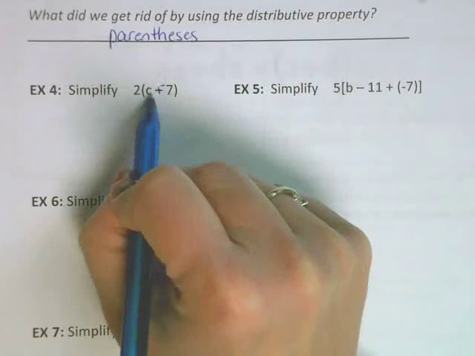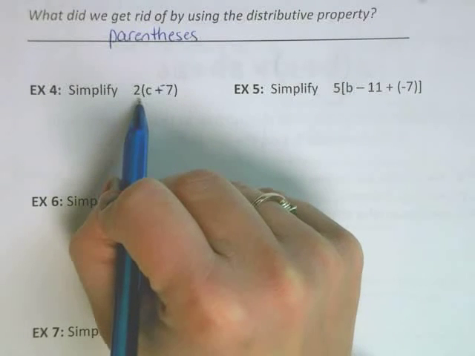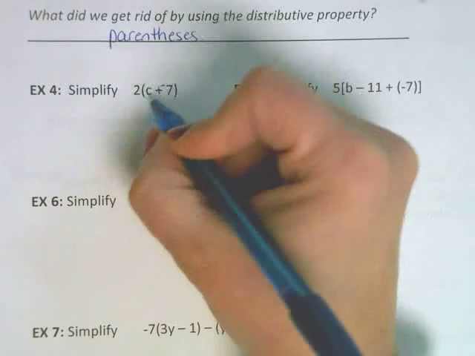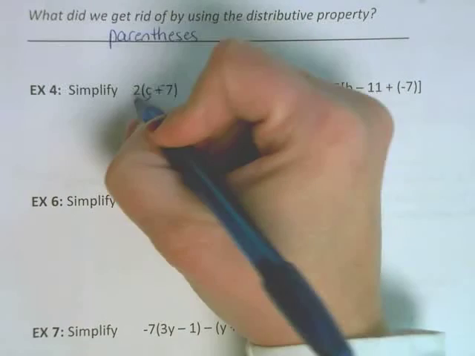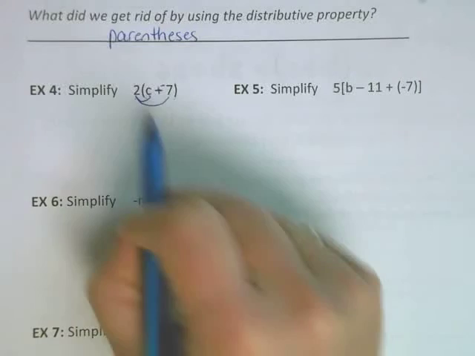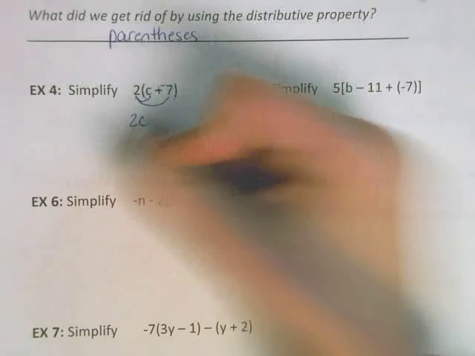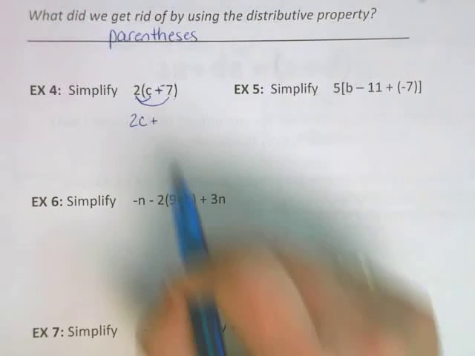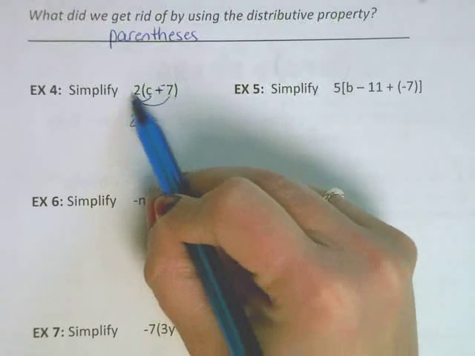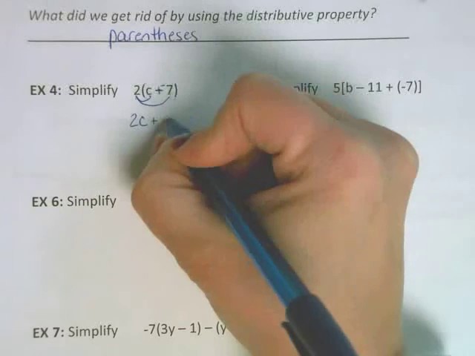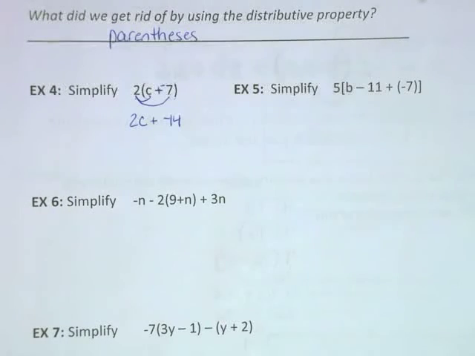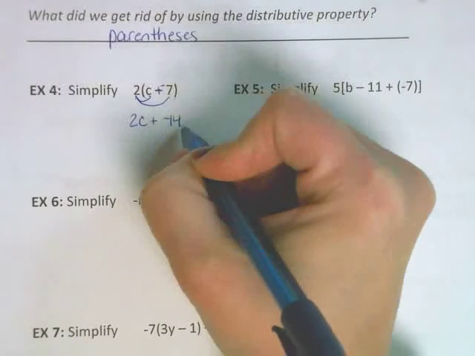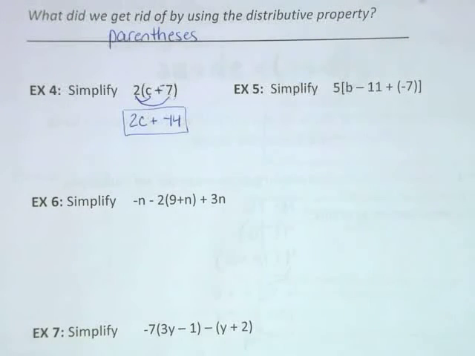Those are not like terms, but this looks like a distributive property to me. Anytime I see parentheses with something outside it being multiplied, I know I'm going to be able to multiply 2 times c and 2 times -7. So what is 2 times c? Just 2c. I'm going to bring my plus down right now so I don't forget that. And what's 2 times -7? A positive times a negative is a negative. It becomes -14. That is my simplified version. Can I add the 2c and the -14 together? Nope, they're not like terms. So that's as simplified as we can make it.